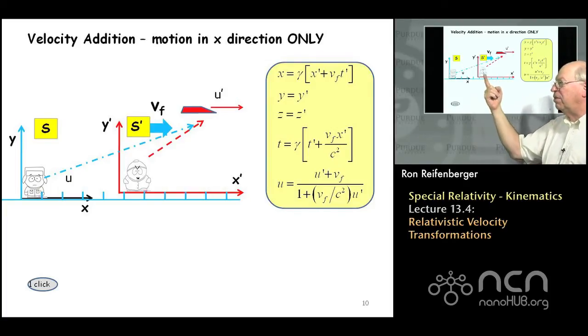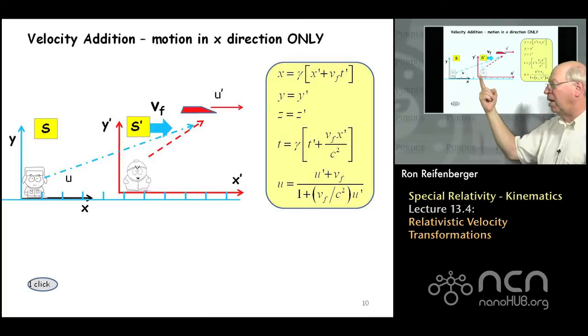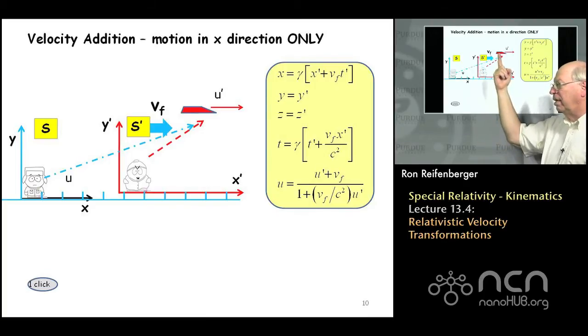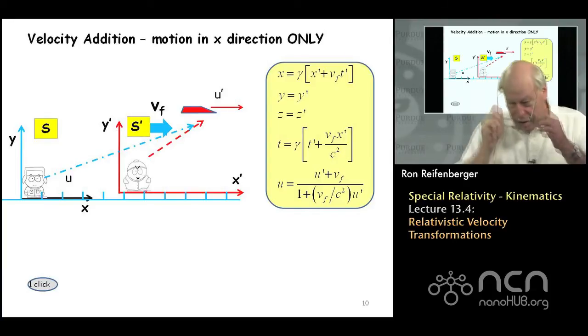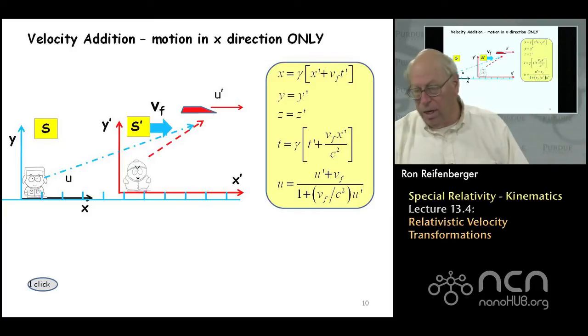Again, the premise is that the observer in S prime has a set of rulers and clocks that he uses to measure the velocity of this object, and he measures the velocity u prime. The observer in the unprimed or stationary reference frame has a set of clocks and rulers that he uses to measure the velocity of this object, and he gets the velocity u. And the question always becomes, how is u prime related to u? That's the standard premise for these problems.